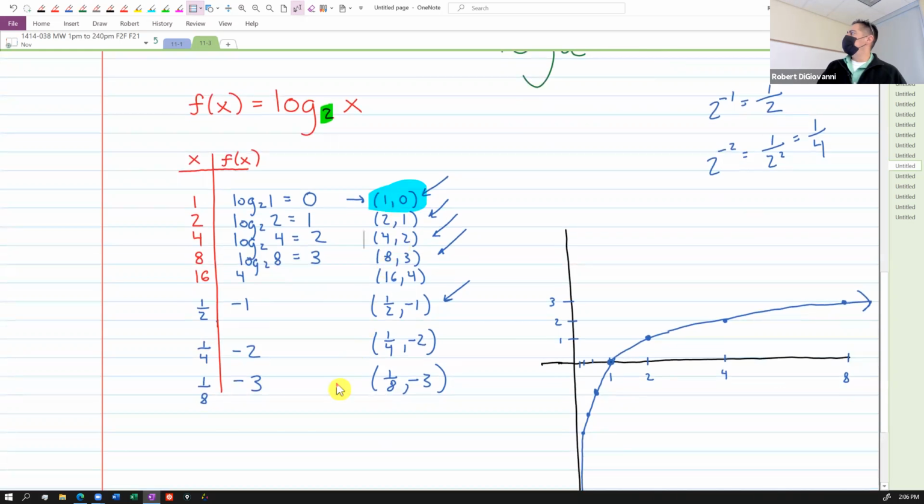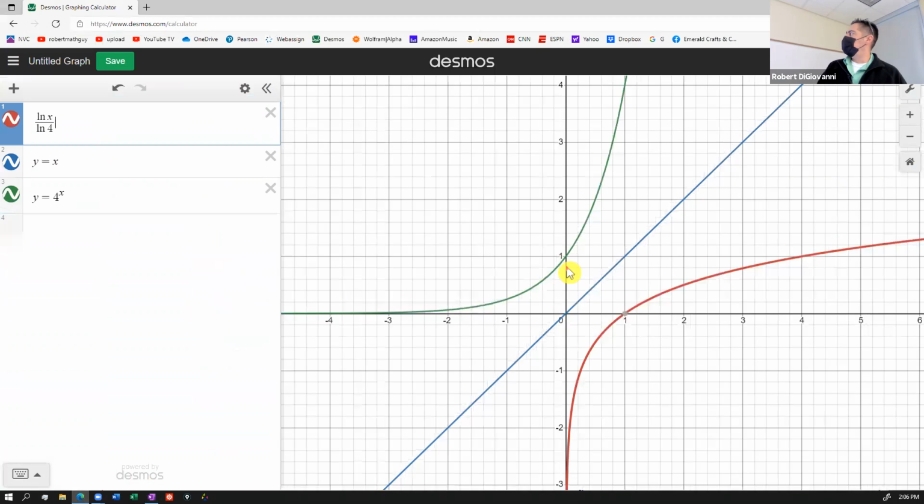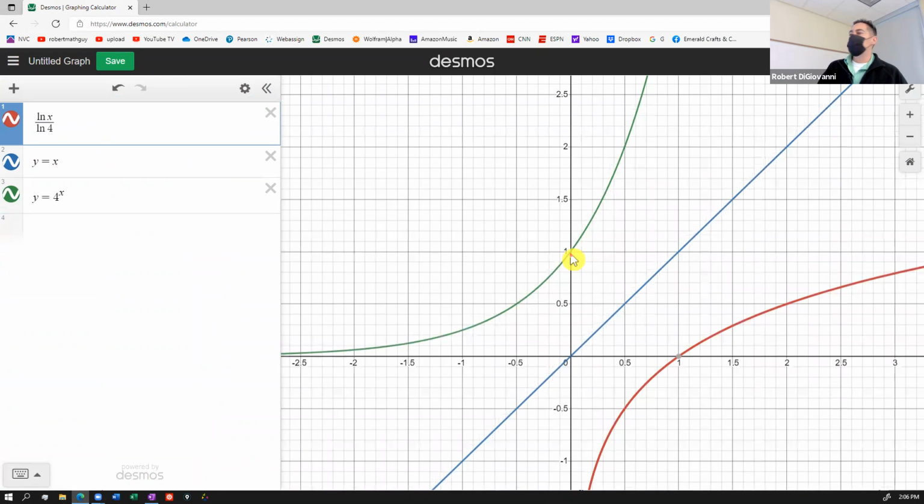We had something similar to this when we did exponentials. Remember when we did exponentials, we said that this point would always be here? The point (0, 1) would always be on every exponential. With logs, we have the same thing. We'll always have (1, 0).